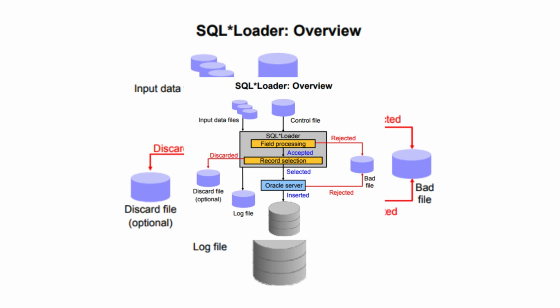This file is created only when it is needed and only if you have specified that a discard file should be enabled. The discard file contains records that are filtered out of the load because they do not match any record selection criteria specified in the control file.